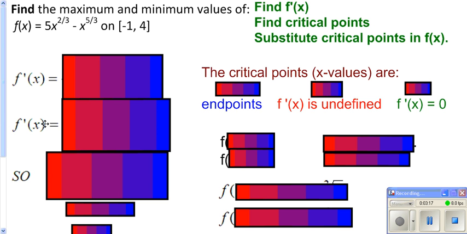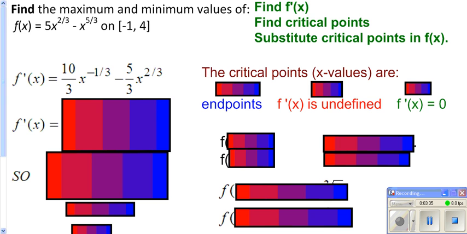So let's go ahead and try to find our maximum and minimum values here. We have our closed interval from -1 to 4. So we're going to start off by finding our derivative, and all we have to do is the power rule, putting our exponent down in front, decreasing your exponent by 1, and we end up getting this.